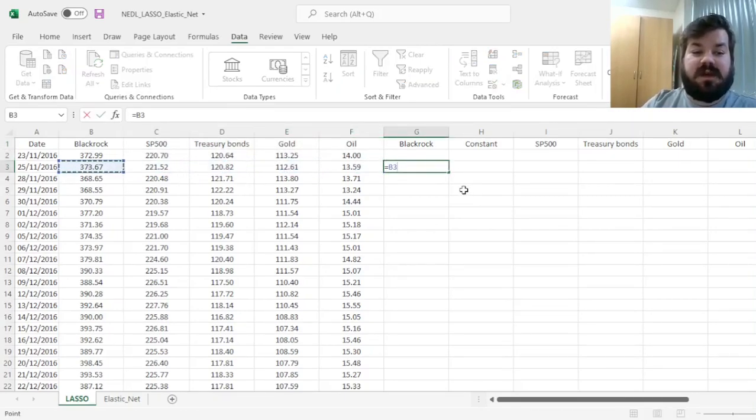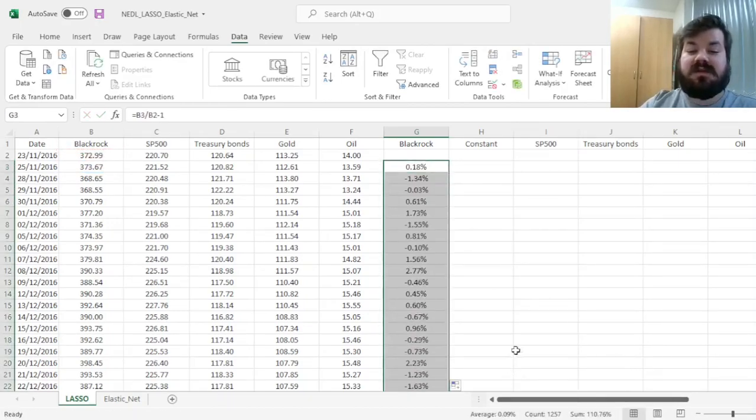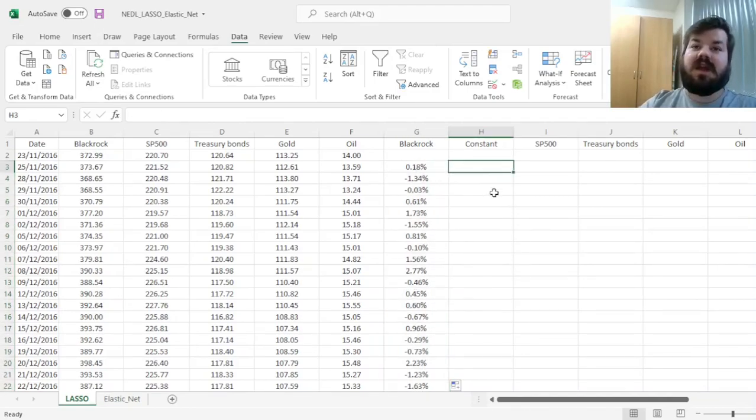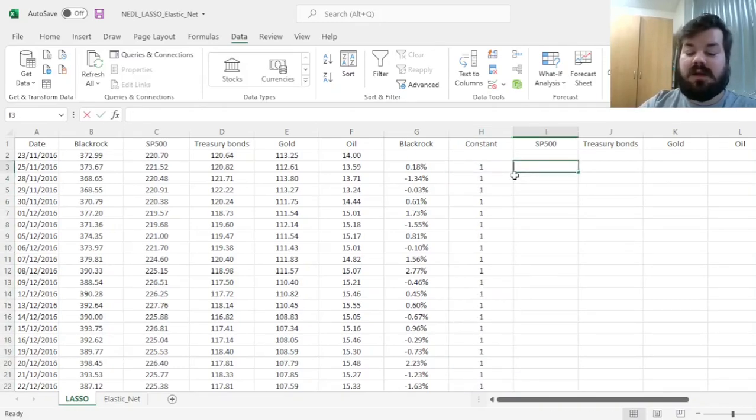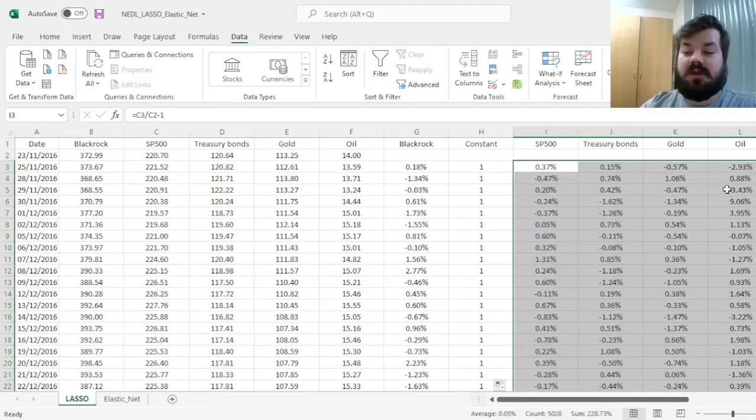So first, we need to figure out the daily returns of BlackRock, and we have got 5 years worth of data here, totaling 1,257 return observations. Then we need to code in a constant as a column of ones over here, and then we can calculate the returns for all 4 of our genuine explanatory variables: the S&P 500, the ETF of US long-term treasury bonds, the gold ETP, and the Brent crude oil exchange-traded product.